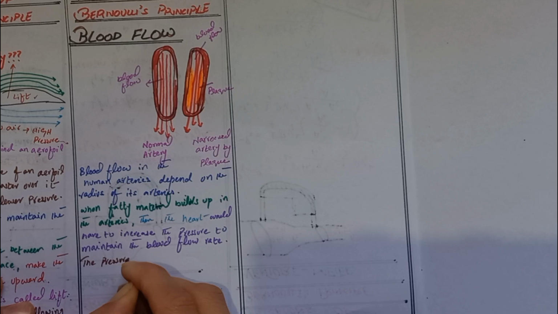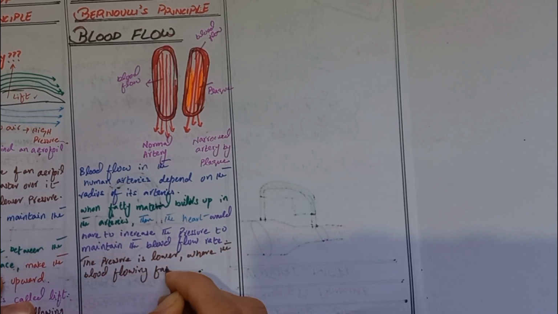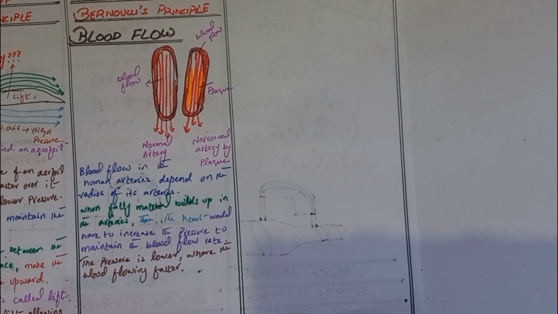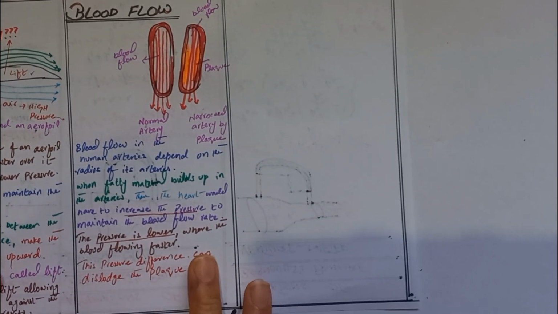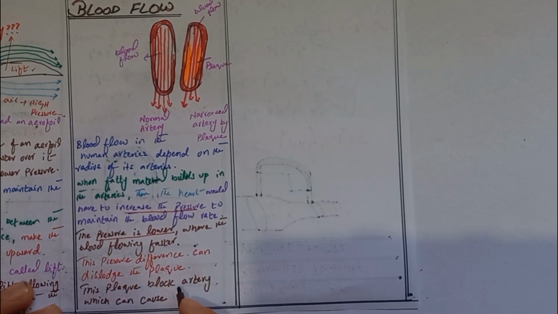The pressure is lower where the blood flows faster. This pressure difference can dislodge the plug. This plug blocks the artery, which can cause heart attack.